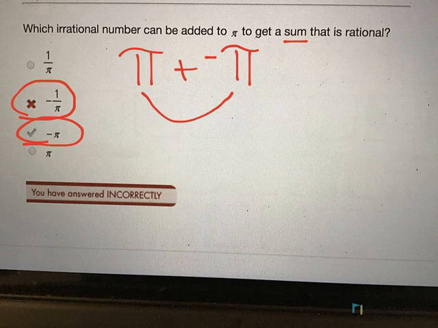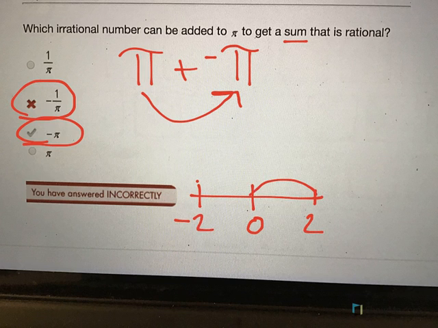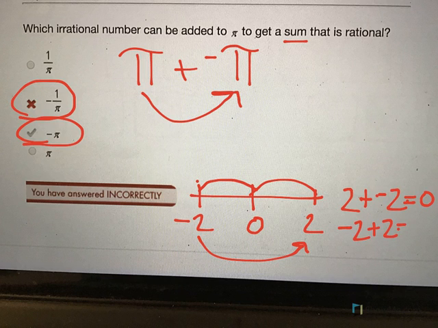Because if I added a number, pi, and its opposite, the opposite of a number is, meaning it's the opposite side of 0 on the number line. So like if I had 2, the opposite is negative 2, because it's on the opposite side of the number line. The opposite of negative 2 is 2, because it's on the opposite side of the number line from 0. If I added these numbers together, 2 plus negative 2 is 0, or negative 2 plus 2 is 0.